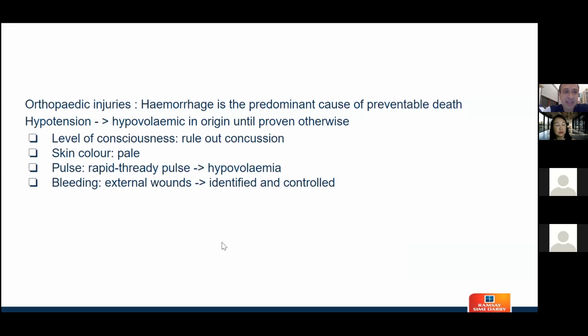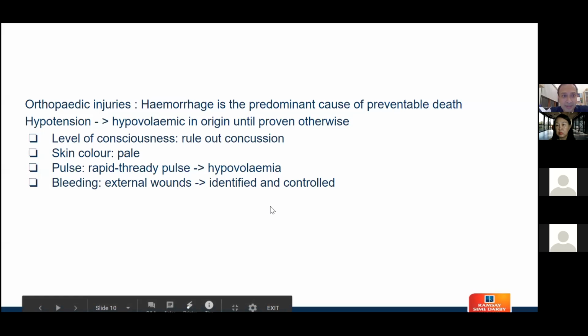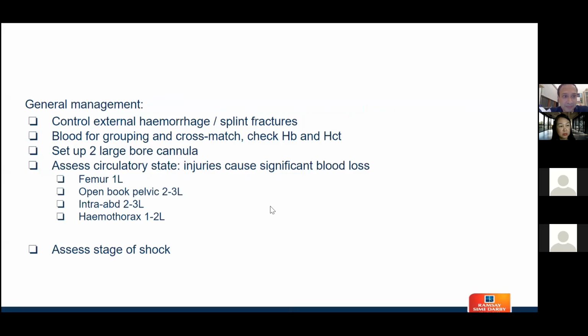Okay, and how do you identify this? You can look at their level of consciousness. Of course, if they have a concurrent head injury, it's difficult. But if they're suddenly getting drowsy and whatnot, then you have to rule out hypovolemia as a cause as well. Skin color, if they're pale, if their pulses are rapid and thready, and if obviously there's an external bleed, it's continuously bleeding, then it has to be identified and controlled. So hypotension is one of the parts that we have to address in treating a trauma patient.